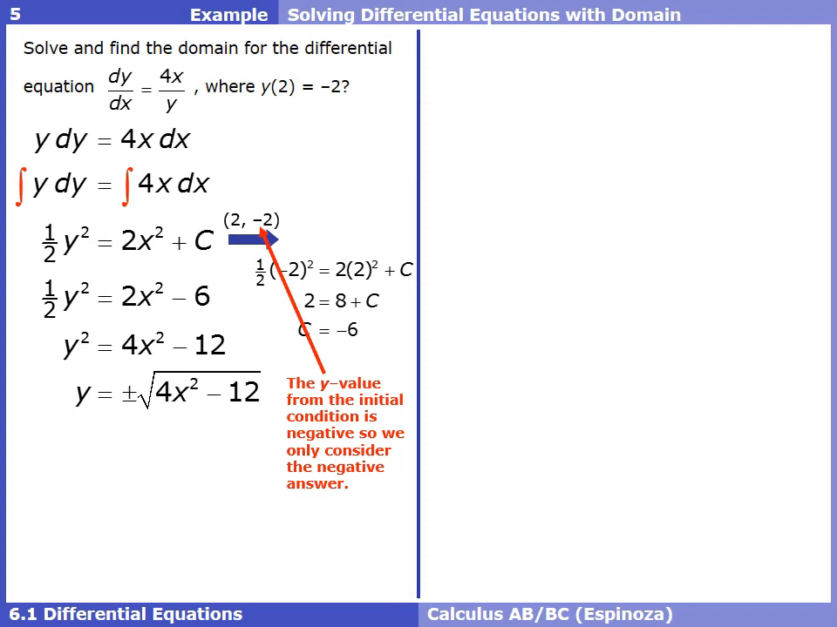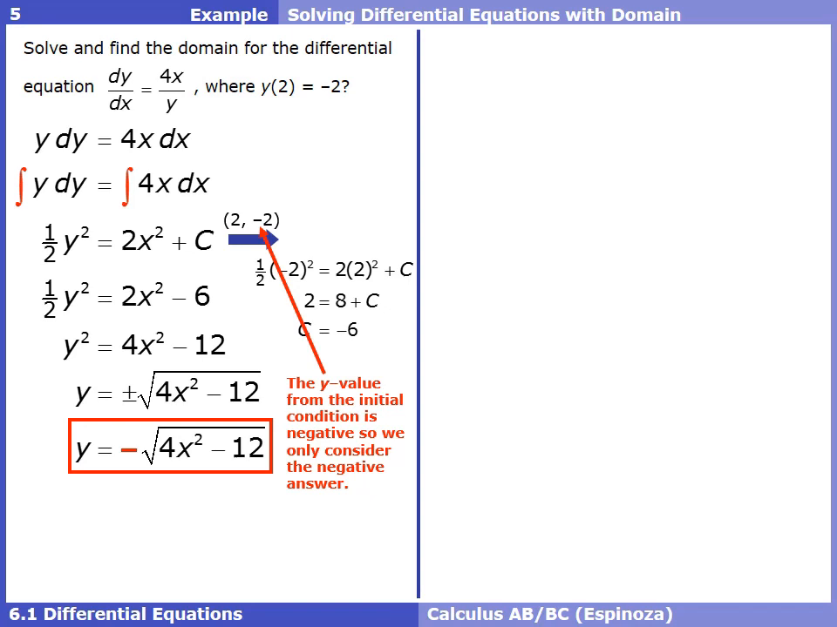Of course, if we wanted to take into account all the solutions, then I guess we would keep both the positive and the negative answer here. But since the y value from the initial condition is negative, we need to keep the equation that would give us a y value that's negative, and that would of course be the negative square root of 4x squared minus 12.